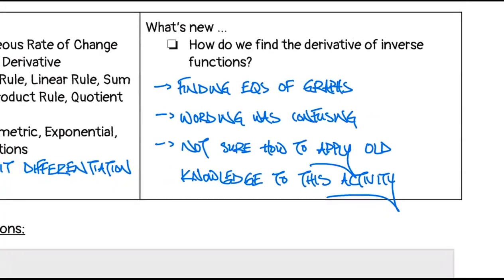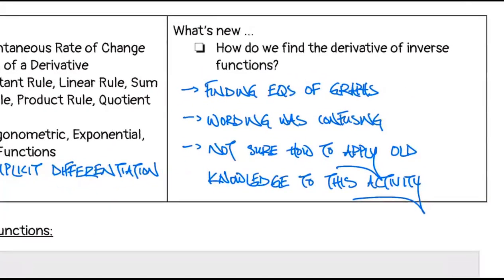All right, so it seems like these are sort of the top 3 concerns that folks overall had at the class, which is finding equations from graphs. The wording was confusing and not sure how to apply old knowledge to this activity. And I think those are some of those are intentional and some of those are not.